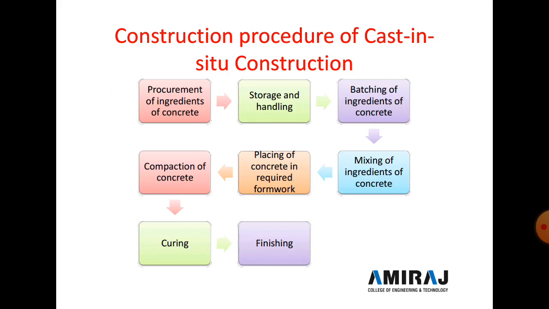Now here the construction procedure of cast in situ construction is given. First is procurement of the ingredients of concrete. The procurement of the ingredients of concrete includes cement, sand and aggregate, and steel bar.